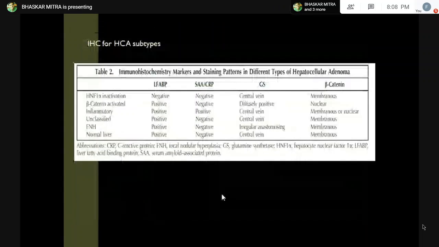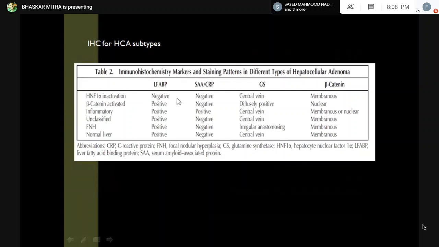So in case of hepatocellular adenomas, if we use a panel of antibodies by immunohistochemistry, which is very infrequently utilized, very large centers can do this, but it is not commonly available in most laboratories. They do the liver fatty acid binding protein, serum amyloid A and CRP, glutamine synthetase, and beta-catenin. The beta-catenin activated one shows strong nuclear expression and diffuse positivity of glutamine synthetase. This is one group. The inflammatory one goes with a strong expression of these two proteins.